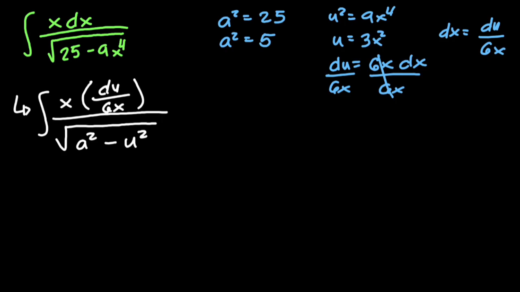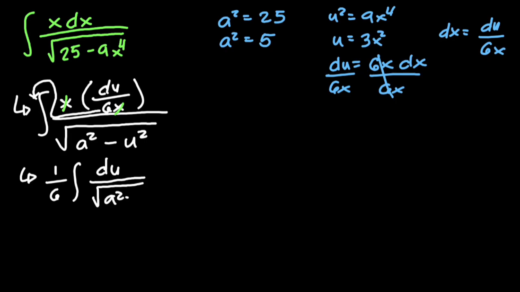And so let us simplify this. The x here would cancel each other out, and you can put 6 outside the integral. So it would become 1 over 6 multiplied by the integral of du over the square root of a squared minus u squared. Now this is really according to the first formula according to your notes. And now let us solve this.